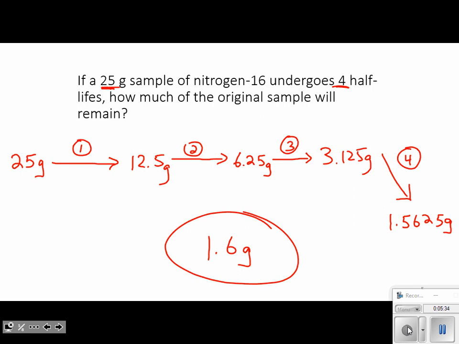Divide by 4 2 times. That's 6. That works, yeah. Well, one thing you could do, if this is half, that's a fourth, that's an eighth, that's a 16th. So take 1/16 of 25. That would work.